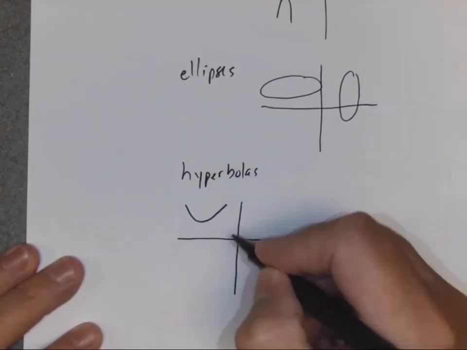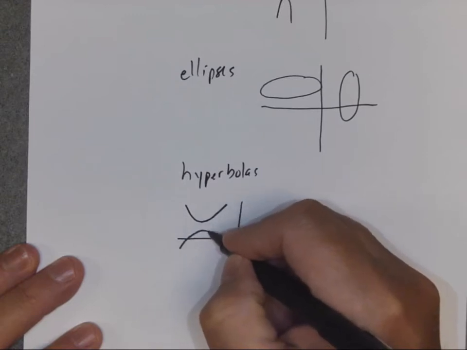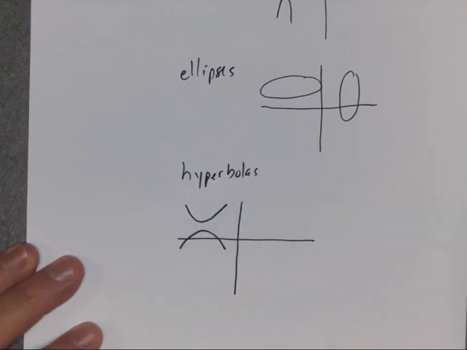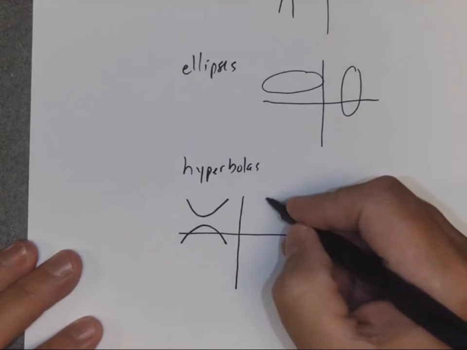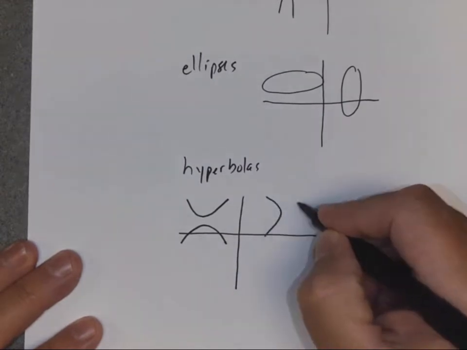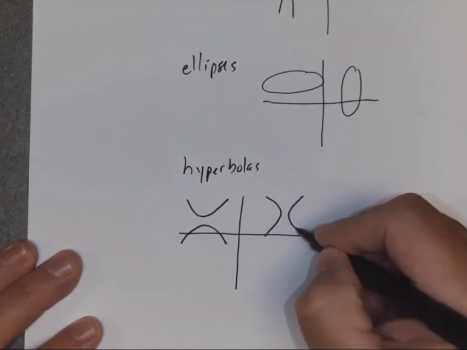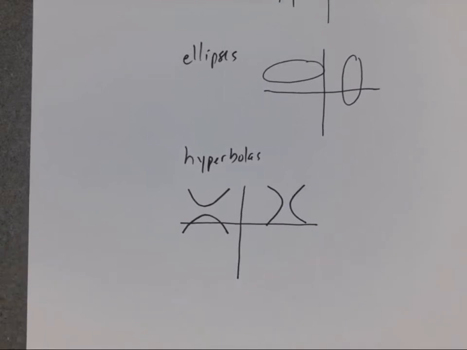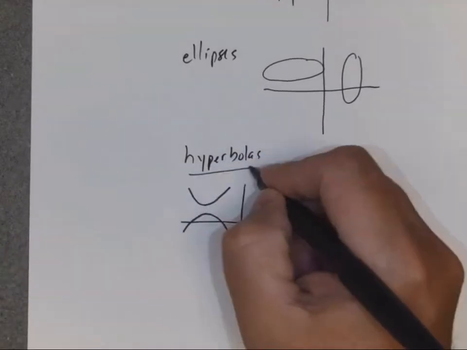There's always two parts to the hyperbola. We call this an up and down hyperbola. We can also have left and right hyperbolas. So this is what we're going to talk about today.